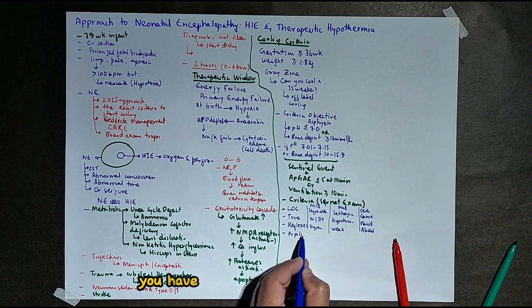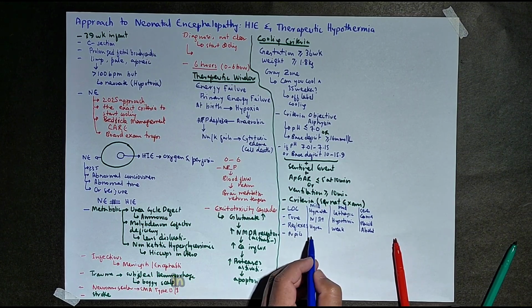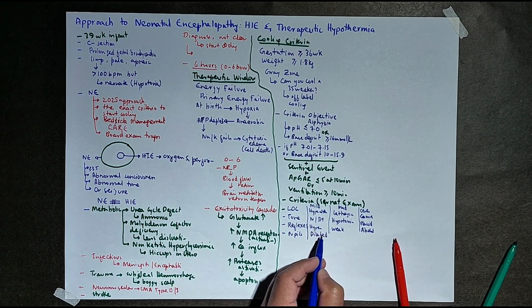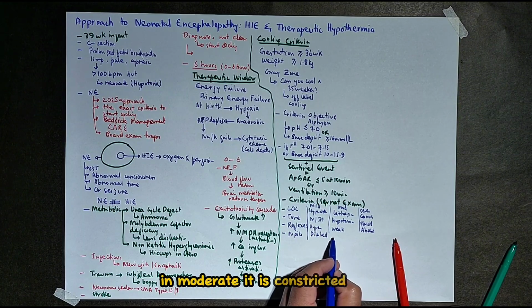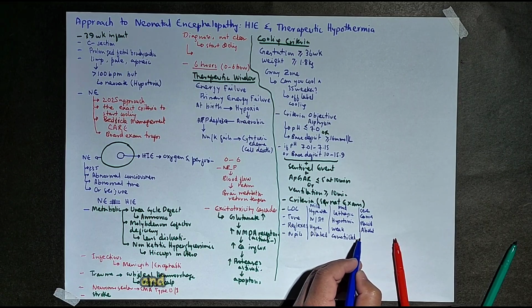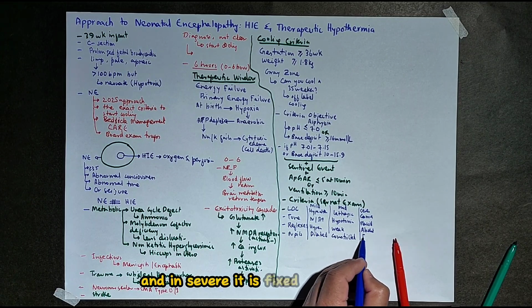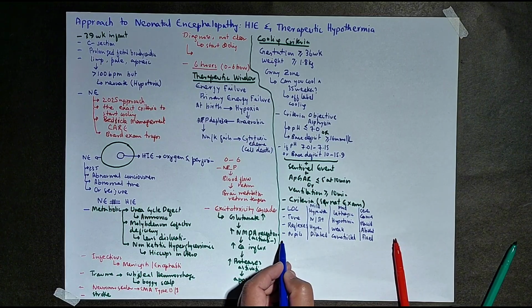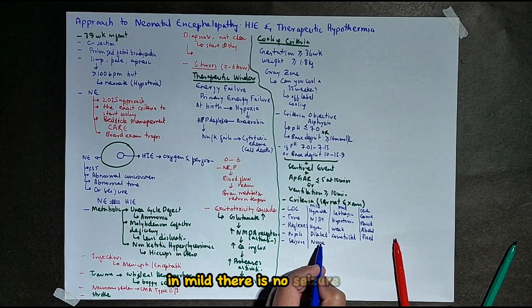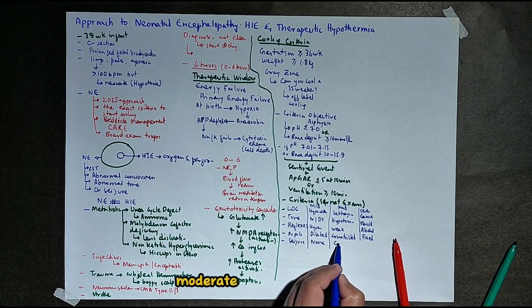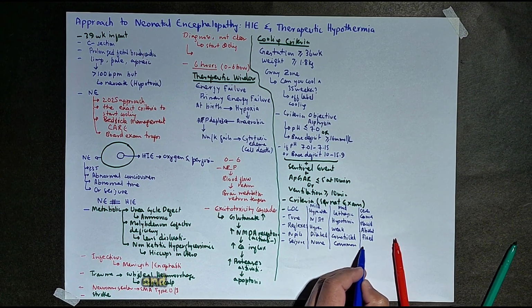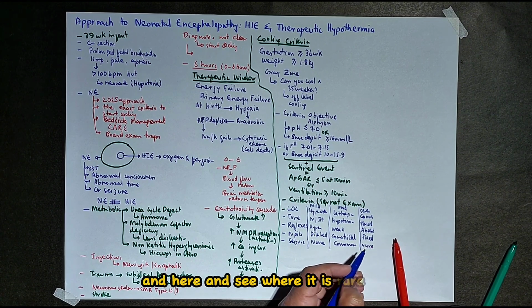You have to examine pupils as well. In mild, pupils are dilated. In moderate, they are constricted, and in severe, they are fixed or dilated. Seizures: in mild, there is no seizure. Moderate has seizures, and in severe, it is rare.